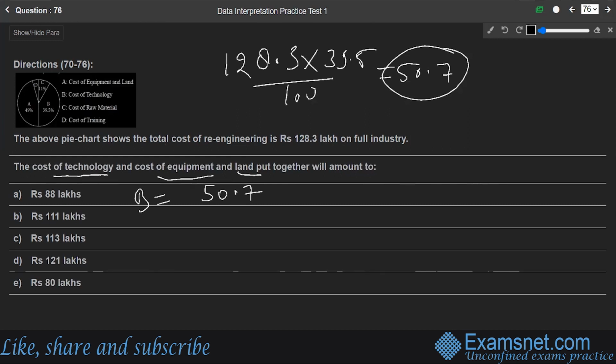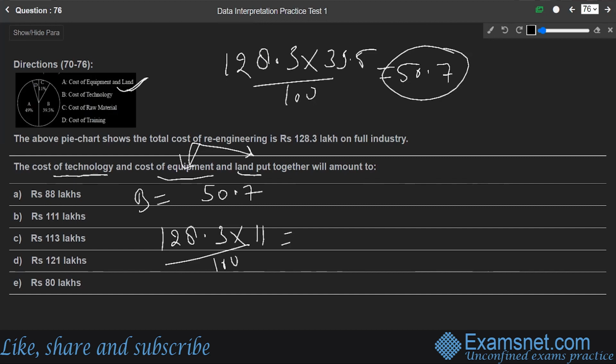The next thing to be added is the cost of equipment and land put together. Cost of equipment and land is 11%. So clearly we are supposed to find 128.3 into 11 upon 100. This is somewhere close to 11. We can approximate: 10% of 128.3 will be somewhere close to 12.83 lakhs, so 11% can be somewhere close to 13 or 14 lakhs.